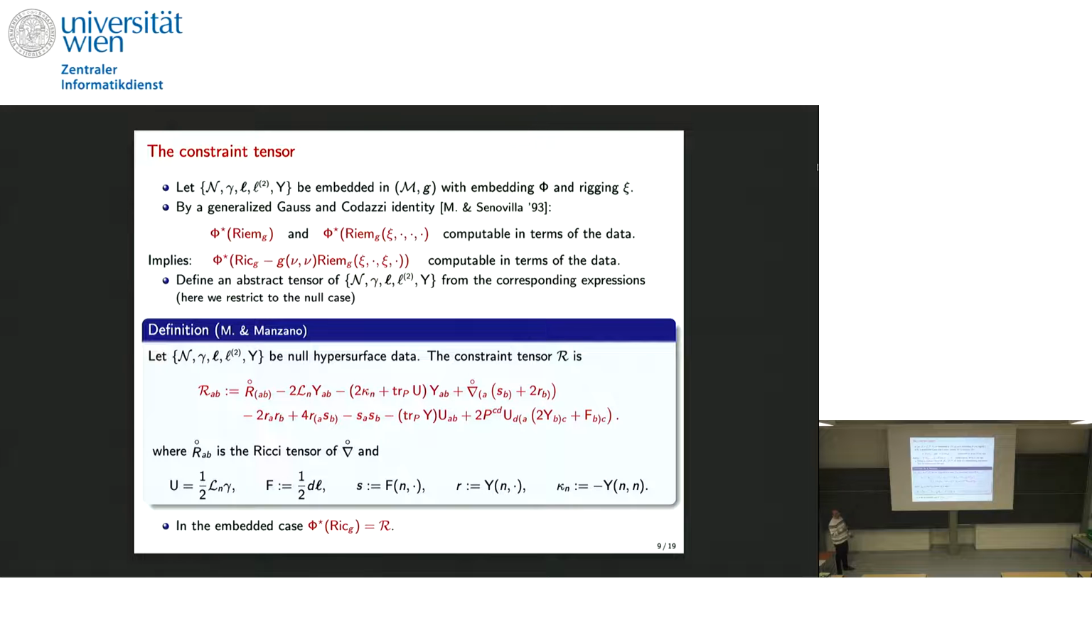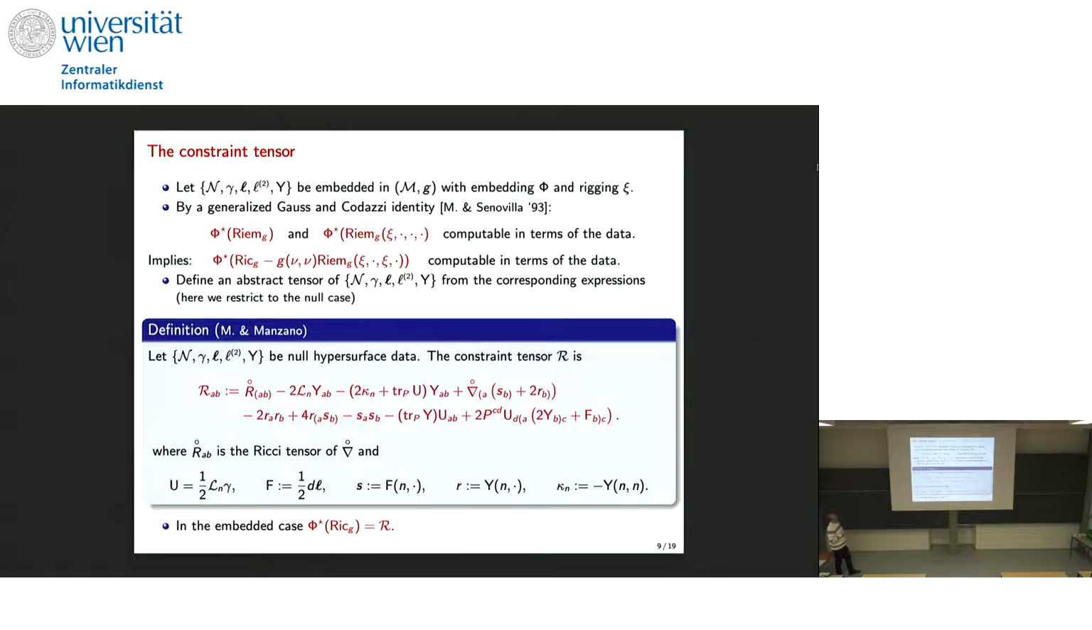And then it's a computation to find out what this object is, and once this computation is done, you can promote the result to a definition. So I will define the constraint tensor as this symmetric tensor. Again, the explicit expression doesn't matter. It involves all the dependence on y, which is completely explicit. So kappa is the nn component of y except for a sign.